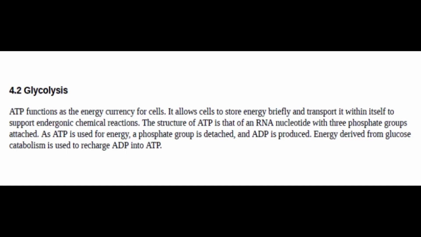Section 4.2, Glycolysis. ATP functions as the energy currency for cells. It allows cells to store energy briefly and to transport it within itself to support endergonic chemical reactions. The structure of ATP is that of an RNA nucleotide with 3 phosphate groups attached. As ATP is used for energy, a phosphate group is detached and ADP is produced. Energy derived from glucose catabolism is used to recharge ADP into ATP.